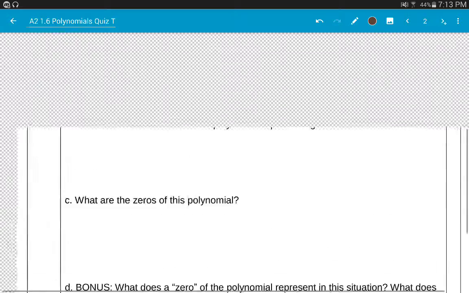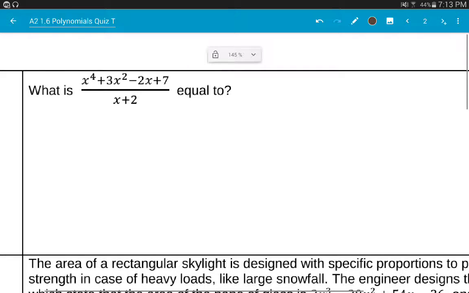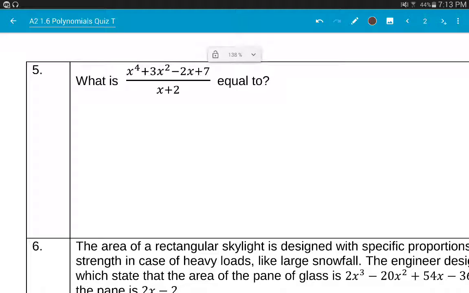On to the back. What is this division equal to? Fractions, by the way. Fractions are division, in case you didn't know that. That's division. So I have to divide. This is a pretty long one, so I'm going to start nice and high.